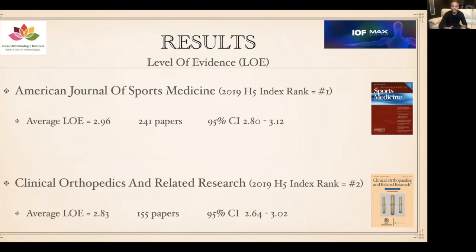The number 2 ranked journal in 2019 was Clinical Orthopedics and Related Research. In that journal, over 13 months, we evaluated 155 papers. We found the average level of evidence was 2.83. And remember here, the lower the level of evidence, the closer we are to the randomized prospective double-blinded trial, to the randomized control trial. So CORE, or Clinical Orthopedics and Related Research, had an average LOE across 155 papers of 2.83 with pretty tight confidence intervals around the 95% confidence level.